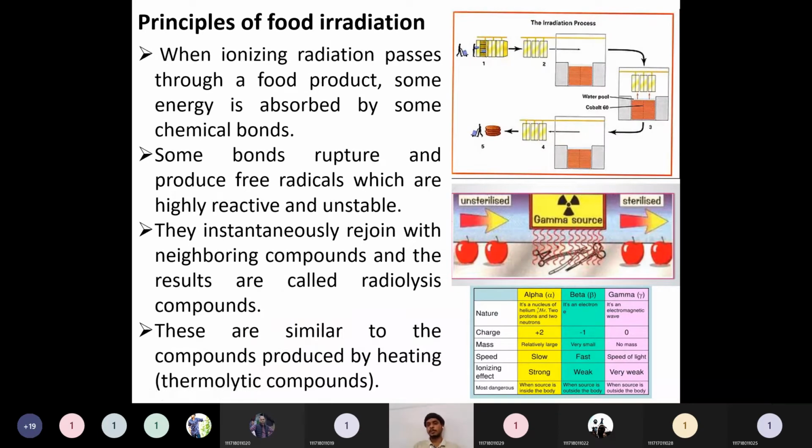Actually, we have discussed this because of DNA strand damage only. Those strands are damaged, and because of that, permanent DNA damage is occurring.